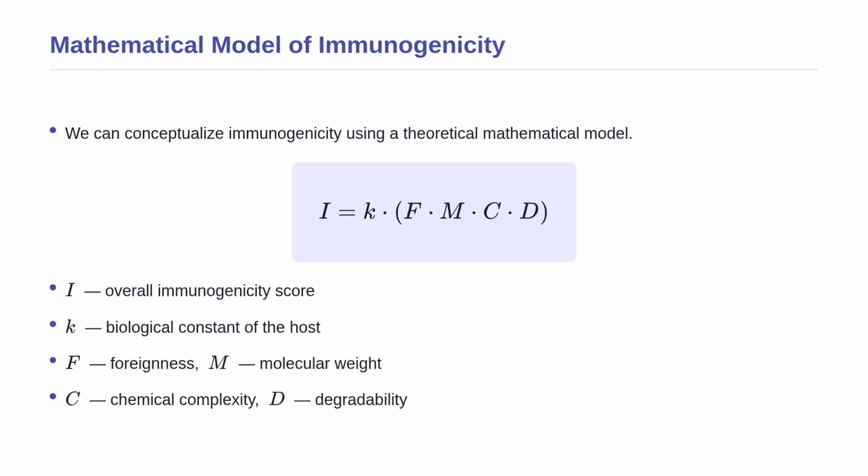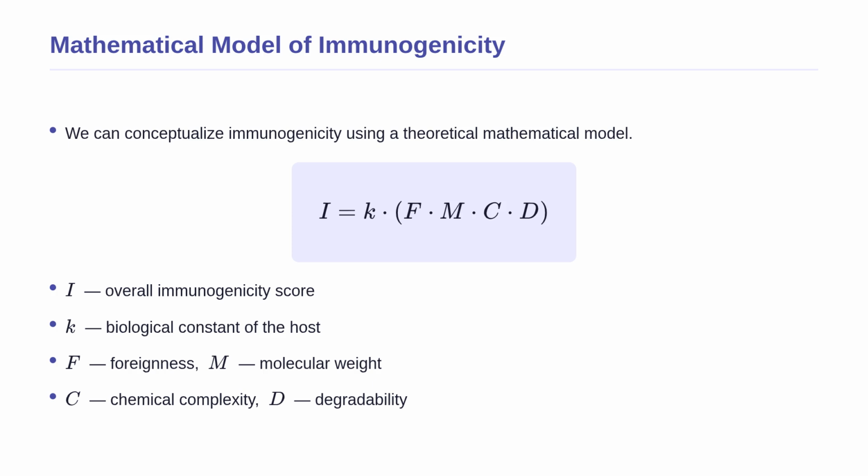Now that we understand the biological concepts, let us look at how these physical properties combine mathematically. While immunology is a biological science, we can define a theoretical immunogenicity score to see exactly how different factors interact. The formula is I equals K times the product of F, M, C, and D. Here, I is the overall immunogenicity score. The variable K is a biological constant, depending on the host's genetics and immune health.